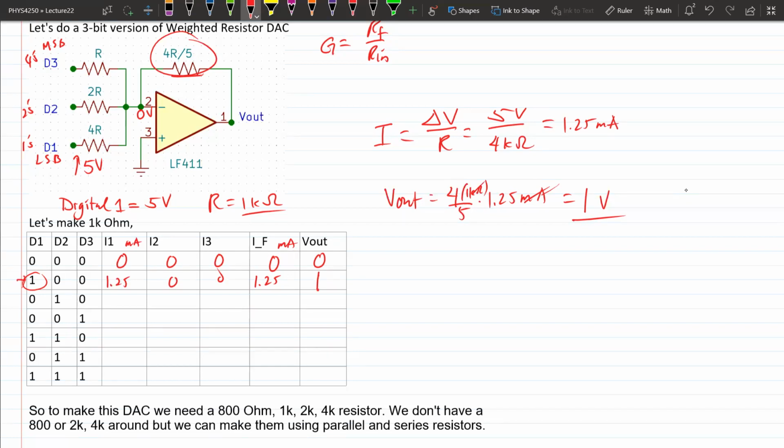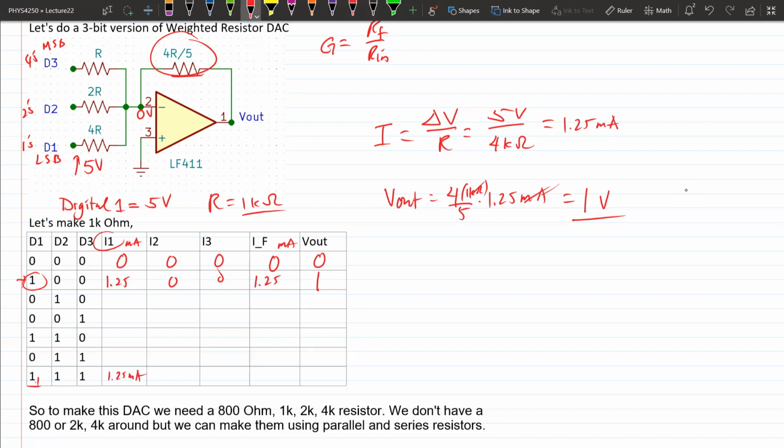Do you want to do the last row just to see if it works the same? The last row is representing 4 plus 2 plus 1, so the output hopefully is going to be around 7. We'll see if this is the case. Similarly, I1 is basically the same because we have the same voltage here, 1.25 milliamp.